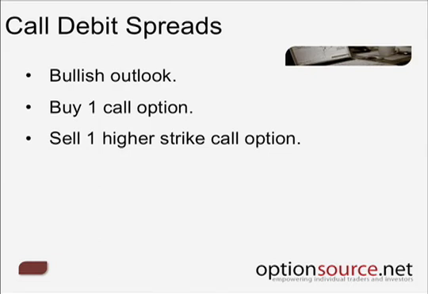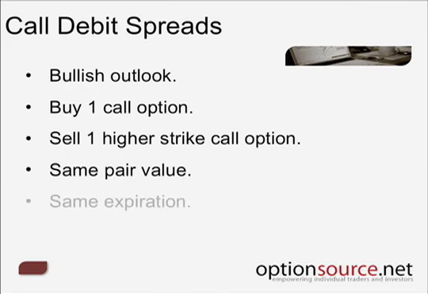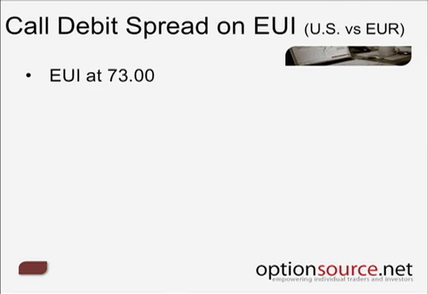Of course, we're going to do this utilizing the same pair value, and we're going to do this using the same expiration date. So if we take a look at the EUI, for example, which is the U.S. dollar versus the euro, let's say that we felt there was the possibility that the U.S. dollar was going to continue its rally against the euro. Obviously, from a technical perspective, that move is fairly well extended right now. But let's say that we felt that it was going to move higher, and we wanted to participate.